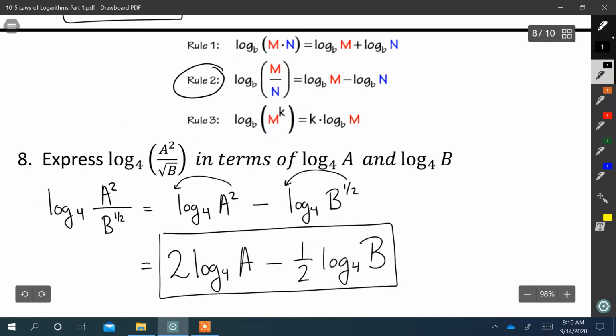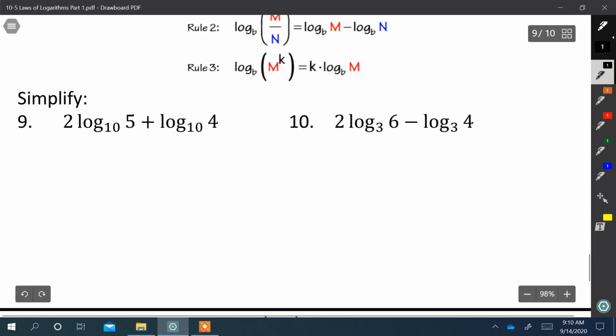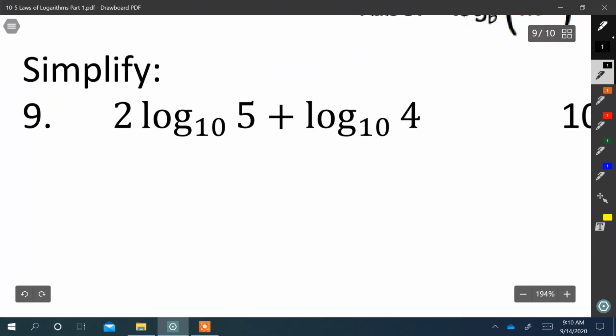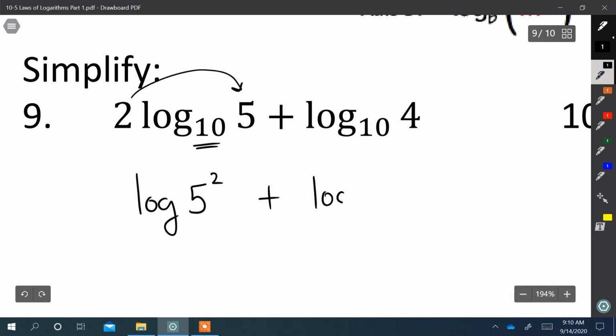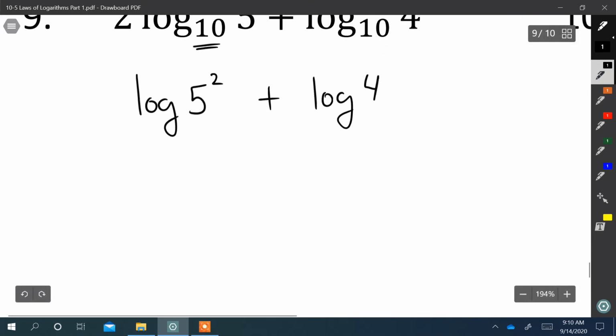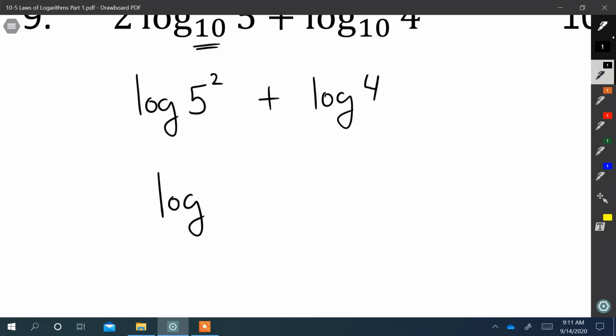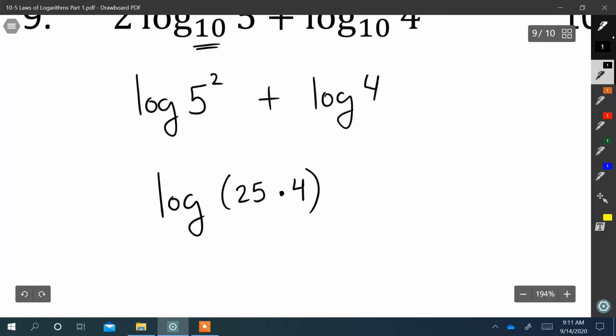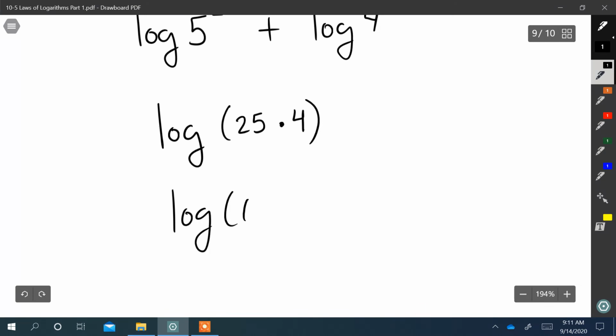All right, we'll do a couple more examples and then we'll be done. I'll do this one a little bit faster now. On this one, you want to bring the exponents up front first. So we have log, I'm not even going to write the 10 anymore, of 5 to the second plus log of this one, which is going to be the same. Then since we're adding, this is going to be log of, well, 5 to the second is 25, times 4. So that would be log of 100.